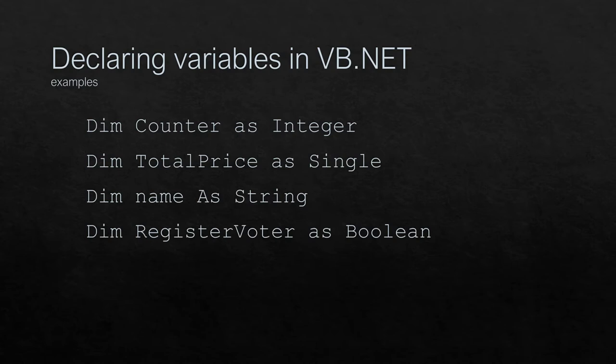And then Dim registerVoter As Boolean. A Boolean is a variable that can have a value of true or false. These can be really useful. For example, if you're searching, you might declare a variable called found, and set it to either true or false to indicate whether you found the item you want.